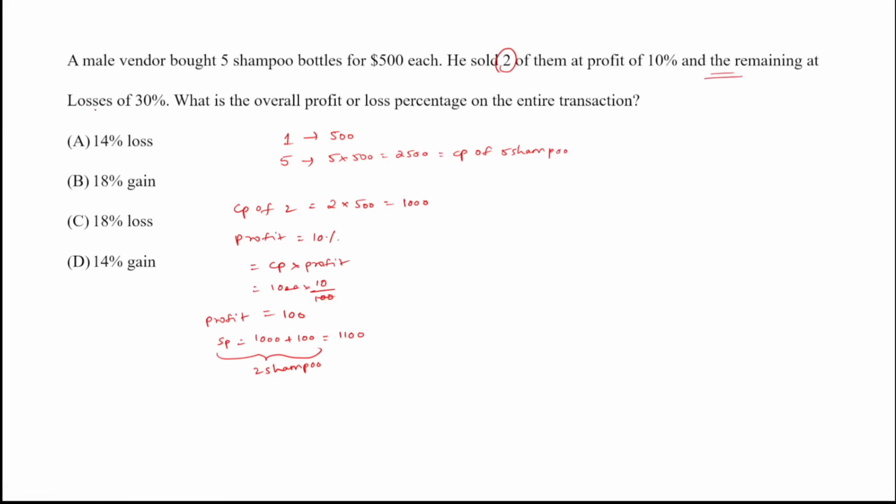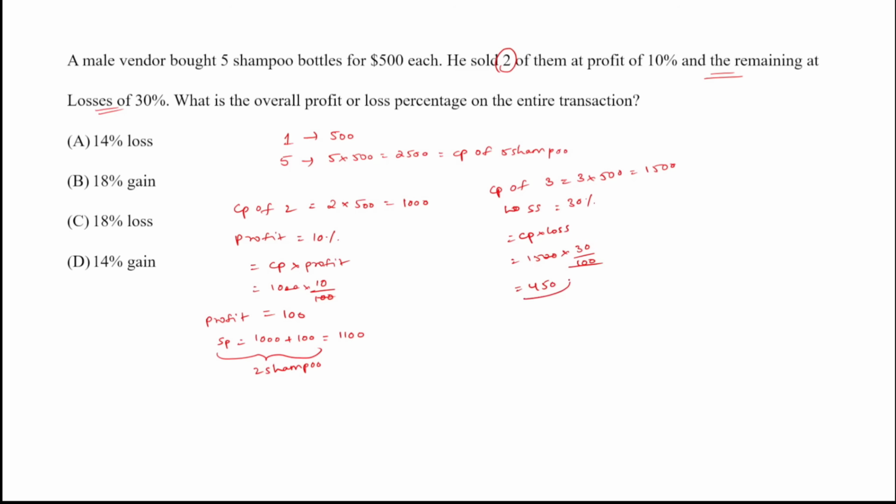And the remaining at loss of 30 percentage. So we need to calculate the selling price of remaining 3 shampoo bottles also. So at first the cost price of remaining 3 shampoo bottles is 3 into 500 which is equals to 1500. And the vendor got loss now, that is 30 percentage. So at first we need to know how much loss that the vendor get. For that we need to calculate CP into loss which is equals to 1500 into loss is 30 percentage, that means 30 by 100. So here the two zeros will get cancelled and then 3 into 15 is 450.